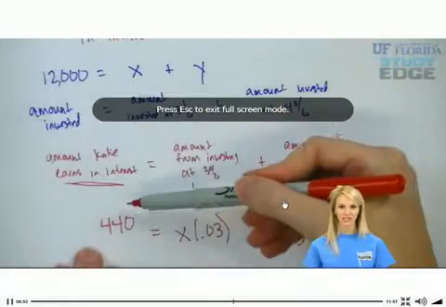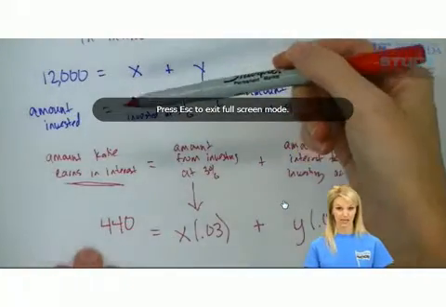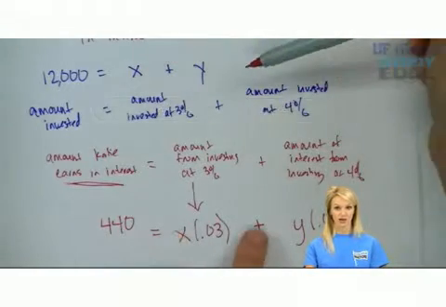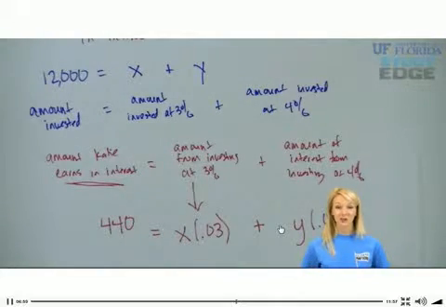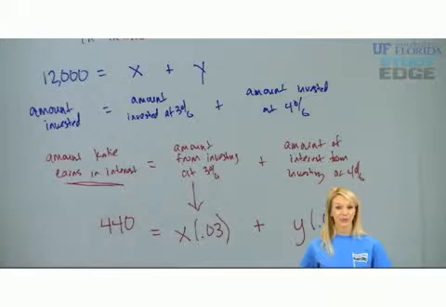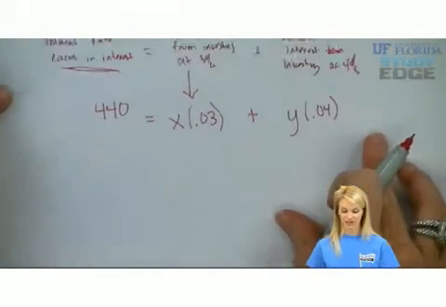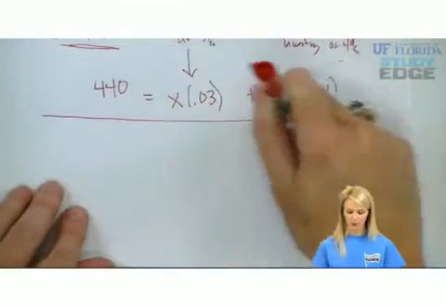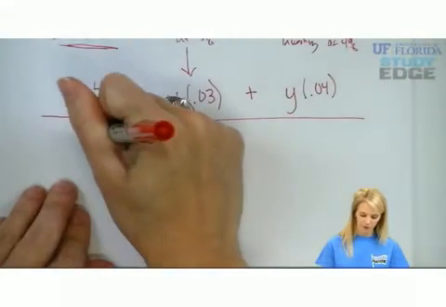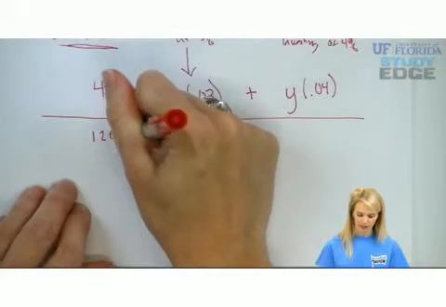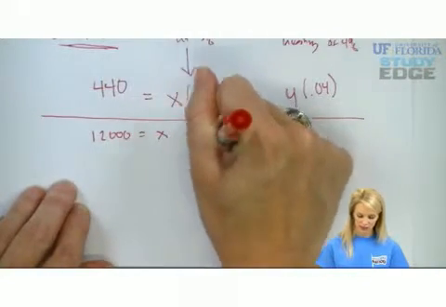We have two different equations. What do we see? Two different equations, two variables, x and y. We can use these equations and solve for x and y. We can find a solution. So let's rewrite both of our equations. The first one was 12,000 equals x plus y.